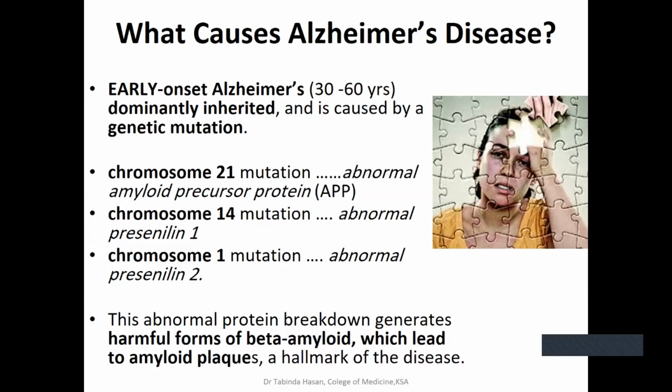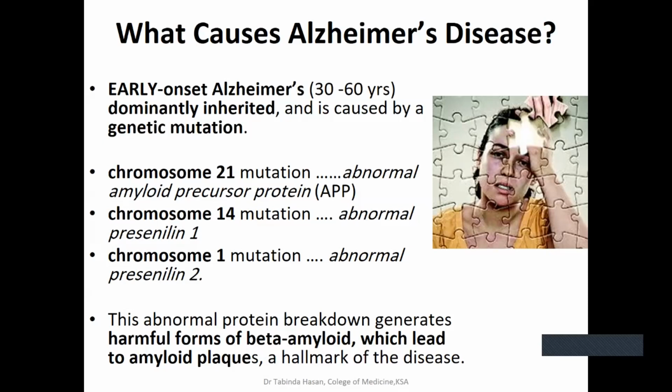So in the chromosome 21 mutation, there are abnormal amyloid precursor proteins. So when these amyloid precursor proteins are present in large amounts, of course, they would lead to lots of amyloid bodies in the brain. In chromosome 14 mutation, there is abnormal presenilin 1 gene. And in chromosome 1 mutation, there is abnormal presenilin 2 gene. So I would discuss a little bit about these.